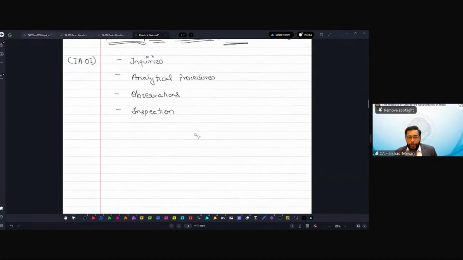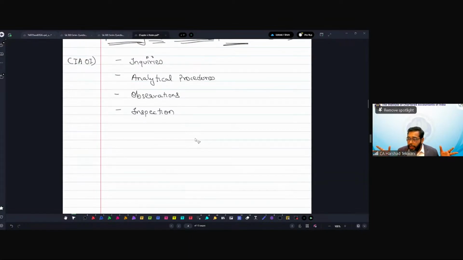So although the data might be aggregated at a high level, this only provides me a broad initial indication of whether a misstatement may exist. But as I said, it is necessary to perform, because that will give you an indication. Then on the basis of that indication, I may perform observation and inspection. Clear? Any doubt till now?